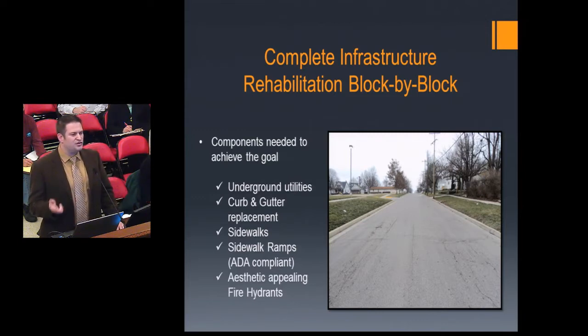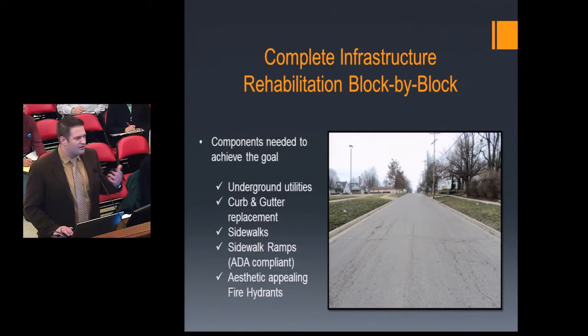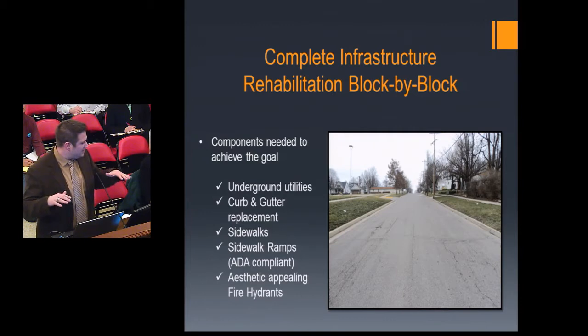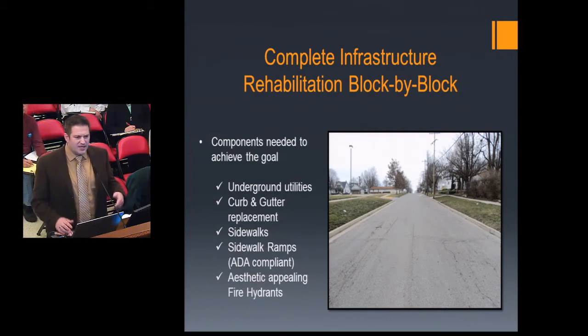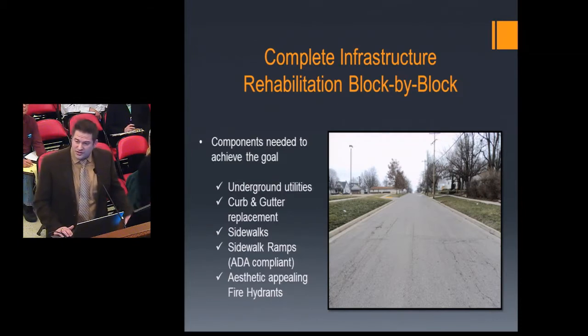The term you'll start hearing us use more and more is complete infrastructure rehabilitation, block by block. What we're trying to take a look at more is underground utilities, curb and gutter, sidewalk, the ramps, a lot of the things that you don't see, so that when we come into a block just to resurface it, it isn't just an overlay. We have to make sure we take into account what is there, what it is going to look like when we're done, even street signs, even those type of issues.